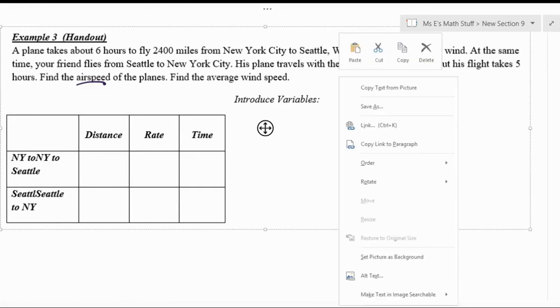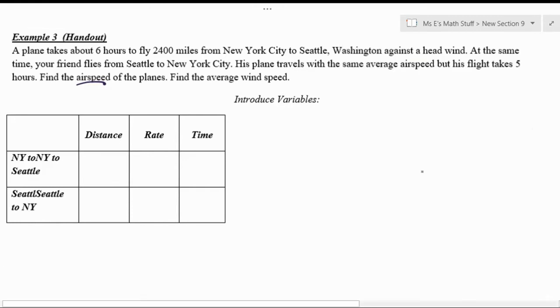So I'm going to go ahead and just let the letter A represent airspeed of the plane. And then they also asked you to find the average wind speed. So I'm just going to let W equal average wind speed. I suppose they should have asked for average airspeed as well, but anyway. Okay, so those are the two variables. Remember, whatever they're asking you to find is typically what you need variables for.